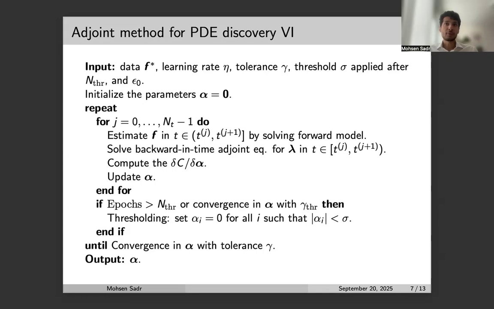Then we solve the backward in time equation for the Lagrange multipliers given the final condition at the end of the time interval. Then we compute the gradient of the cost function c with respect to parameters of the PDE. Then we are ready to update our PDE parameters following gradient descent.